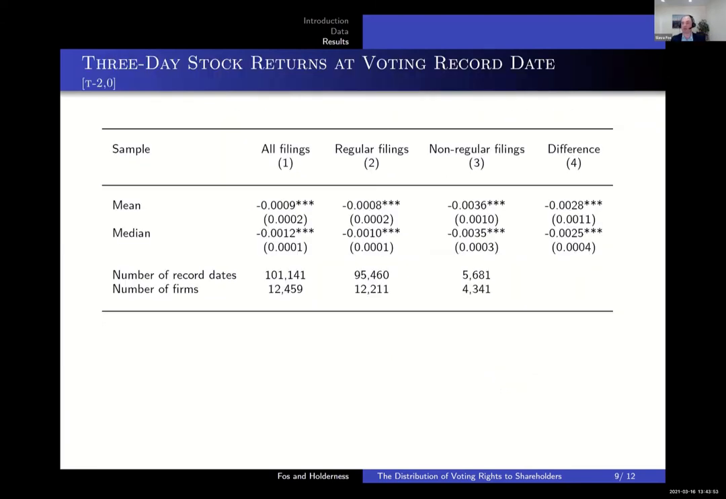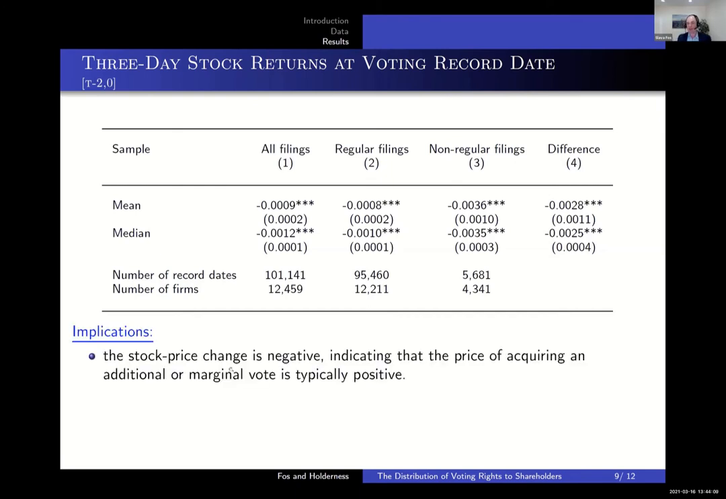What happens to prices? Here we show you 3-day cumulative normal returns from 2 days before the ex date to the record date. We see that the average price change is negative and significant, which suggests that if you want to trade in order to buy the voting right, it's going to be costly. So the price of a marginal vote is non-zero, it's positive. Very intuitively, when we consider the subsample with non-regular filings, where we include cases when shareholder proposals are included, when we include cases with proxy fights, the price change is substantially larger, suggesting that the price of a vote is larger in these cases.